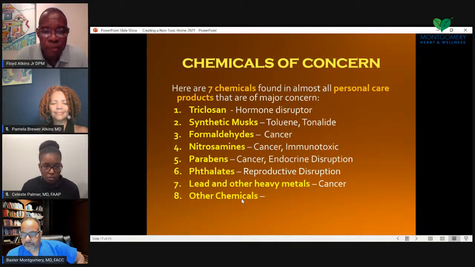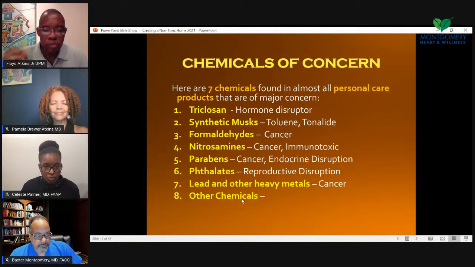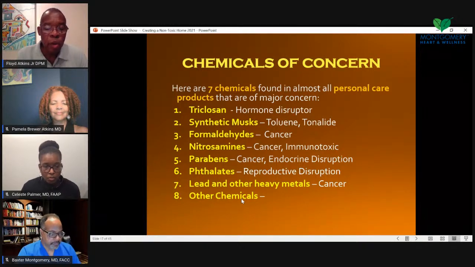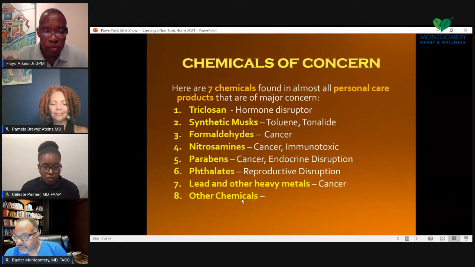One is called triclosan. It's a hormone disruptor. Synthetic musks are the fragrances that we smell that are made from chemicals that they put in perfumes and cosmetics. Formaldehyde, used as an embalming fluid. It's a chemical that kills most bacteria and everything, but we know it's a carcinogen. It causes cancer. Nitrosamine is, again, a carcinogen and immunotoxic. Parabens, cancer and endocrine disruptors. Phthalates, and I need to really talk about that: reproductive disruptions, and lead and other heavy metals that are problems.